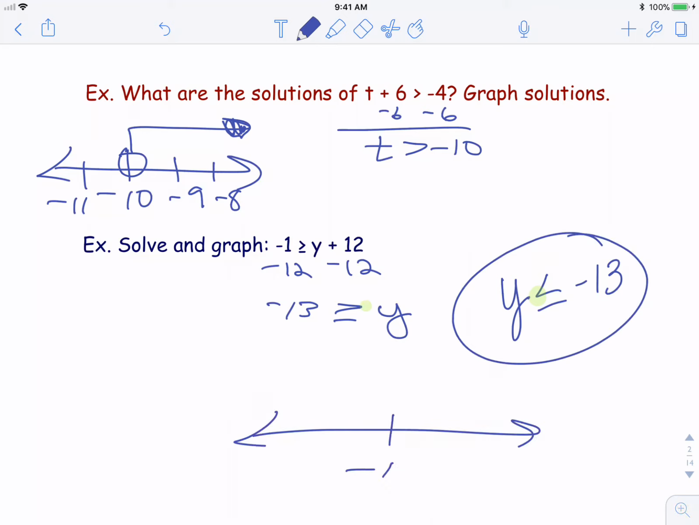So I have negative 13 included on my number line. I can include negative 13 as a solution because I have this or equal to. So I'm going to have a solid circle at negative 13, and I'm everything that's less than that because the alligator is eating the bigger part, which is the negative 13. So my smaller part is the y. So I have to point my arrow to the left.